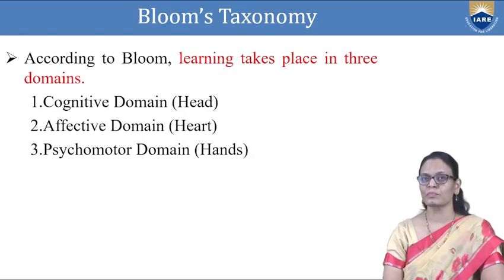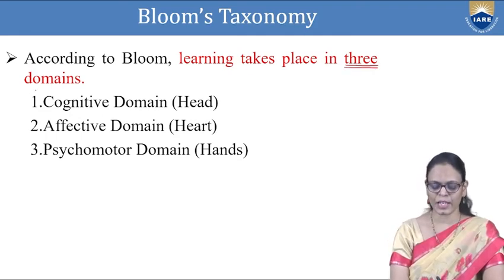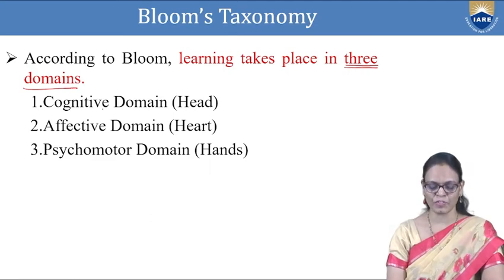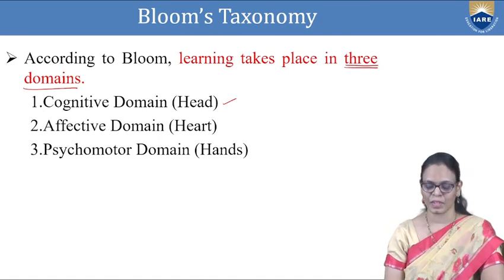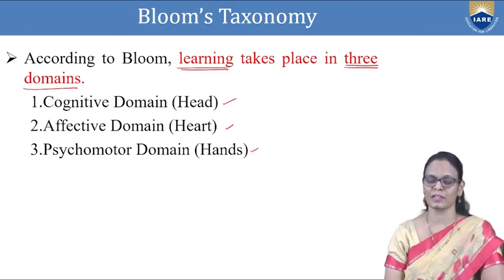Now, according to Bloom, learning takes place in three domains. The first one is the cognitive domain, which is always related to the head. The next one is the affective domain, related to the heart. And the third one is the psychomotor domain, which we do with our hands. So all three domains, the head, the heart and the hands, are involved in the learning process. That is very important here. That is how Bloom's taxonomy has become very famous.